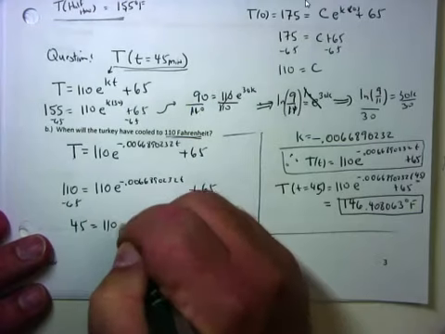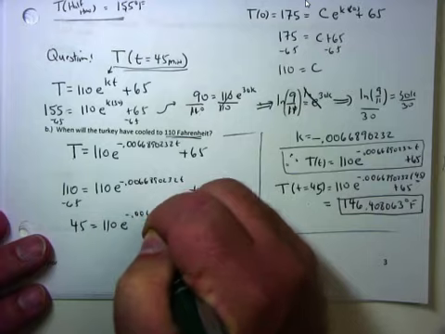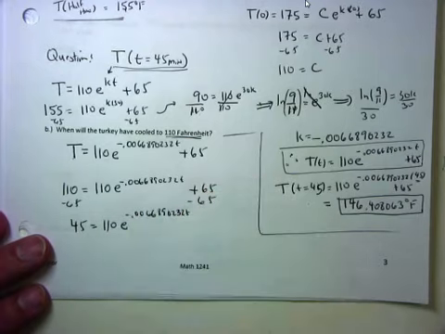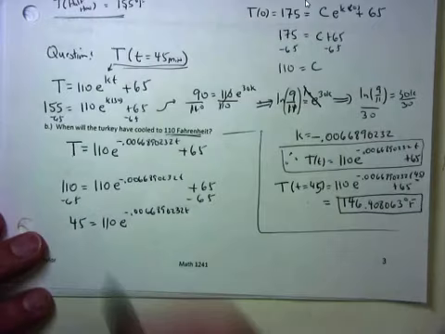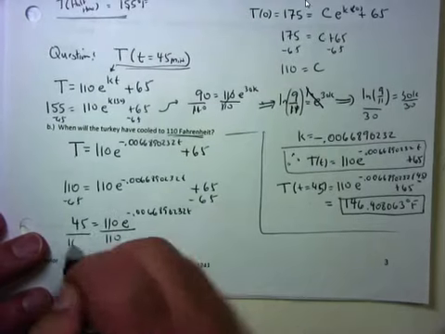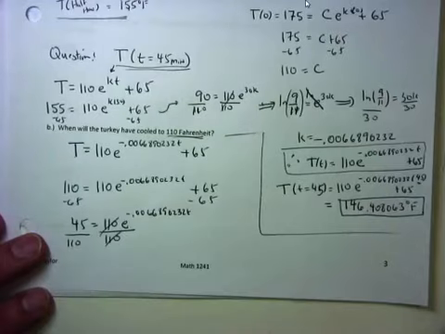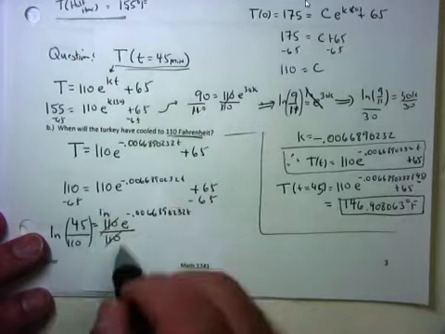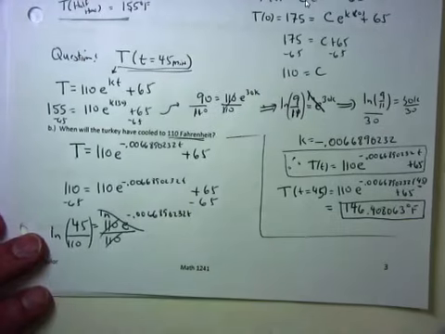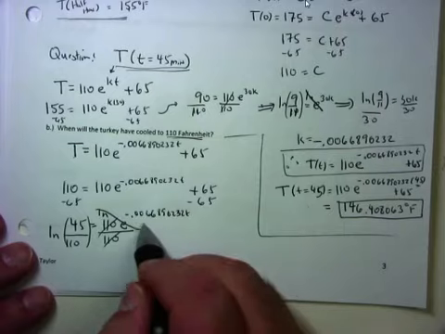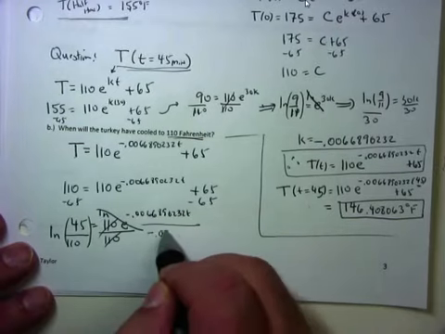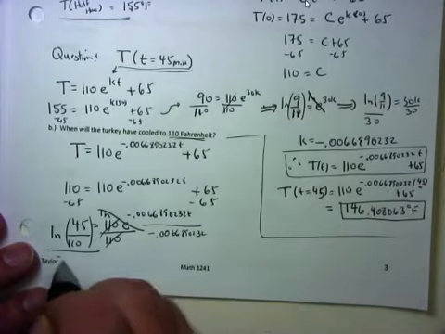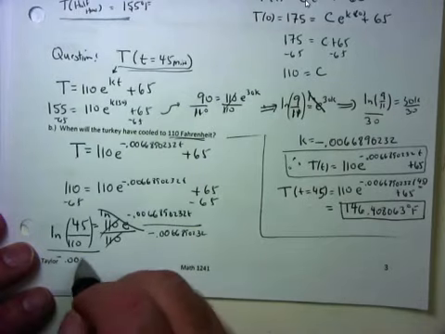45 equals 110 e to the negative 0.00668902332t. What's my next move? Divide by 110 on both sides, get that e by himself. What's my next move? Take the natural log of both sides. Actually trying to kill off some steps here, so the natural log and e cancel. And what's my last move to solve for t? I'm going to divide by the negative 0.00668902332. And again, I use all the decimals because I'm assuming this is a WebWork problem.